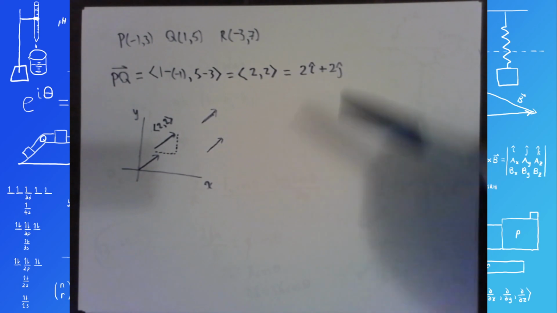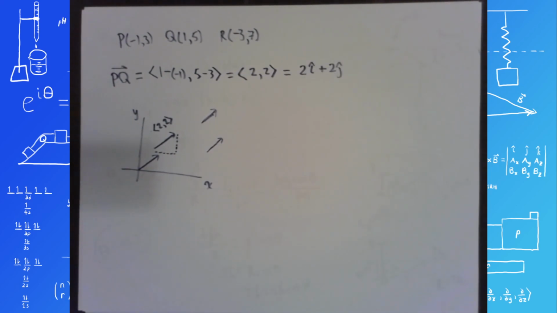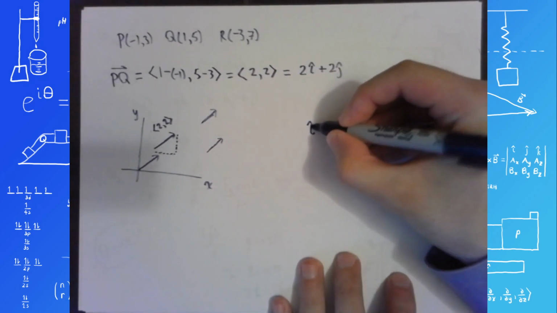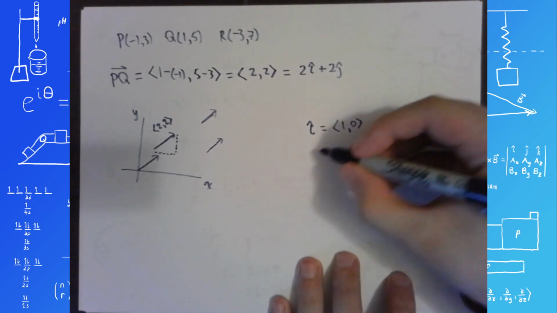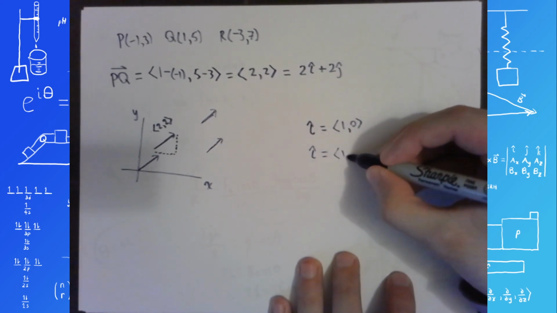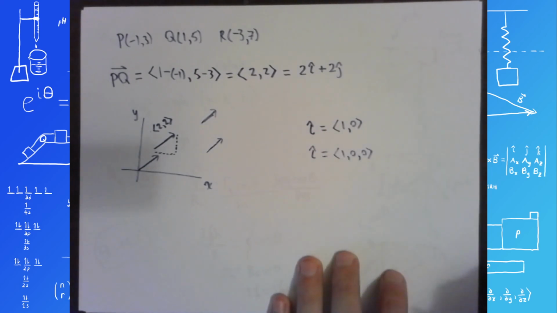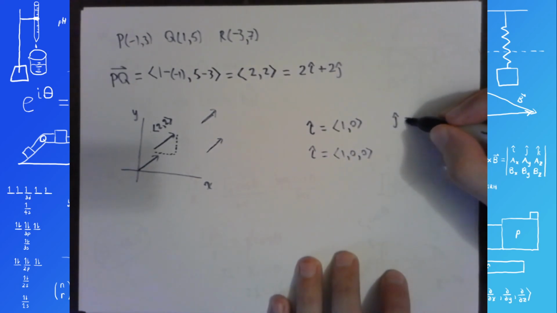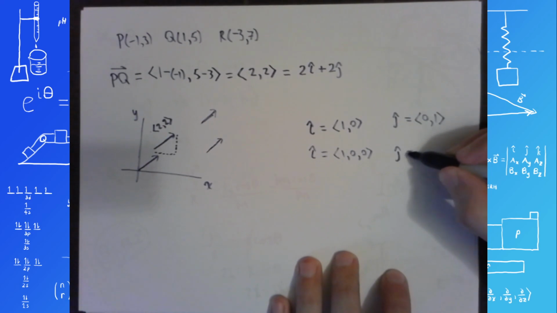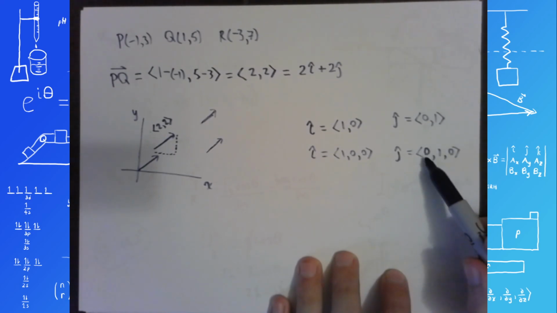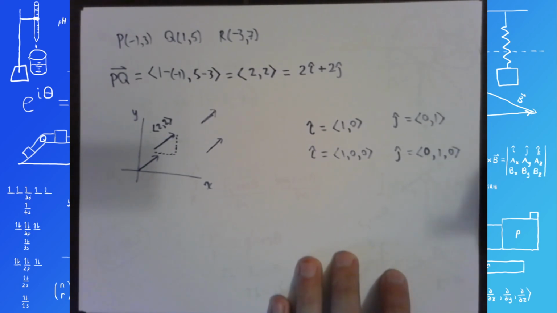So what about this i hat, j hat business then? Well, i hat is simply defined as a vector of magnitude 1 in the x direction. The vector i hat is simply equal to 1 comma 0, or in three dimensions you can also say it's 1 comma 0 comma 0. And j hat is going to be the vector 0 comma 1, or in three dimensions it would be 0 comma 1 comma 0: no x component, 1 for the y component, 0 for the z component.